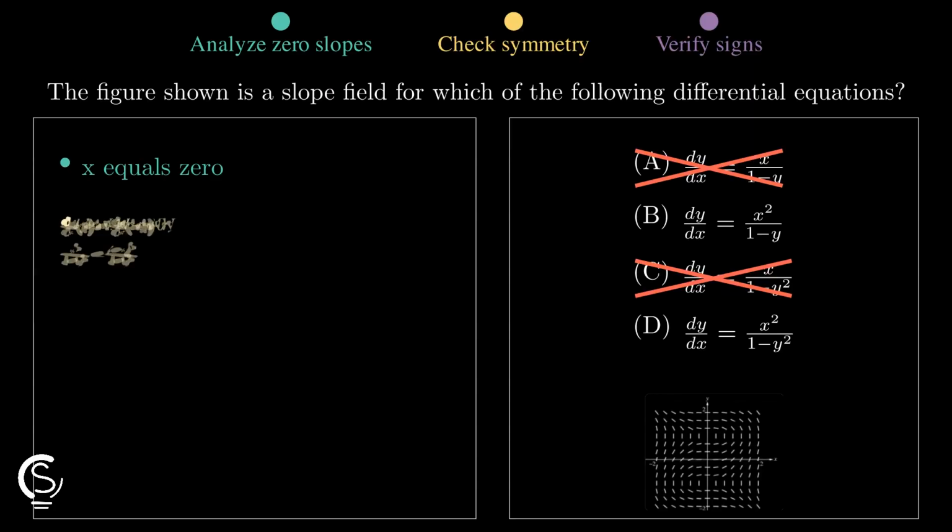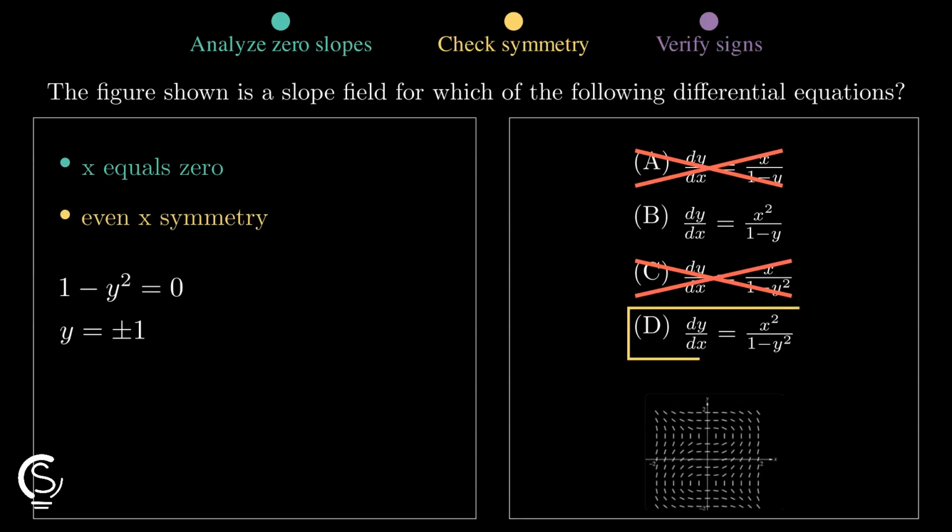Finally, notice the horizontal segments at y equals 1 and negative 1. The derivative must be undefined there, which happens when the denominator is 0. Option D fits perfectly.